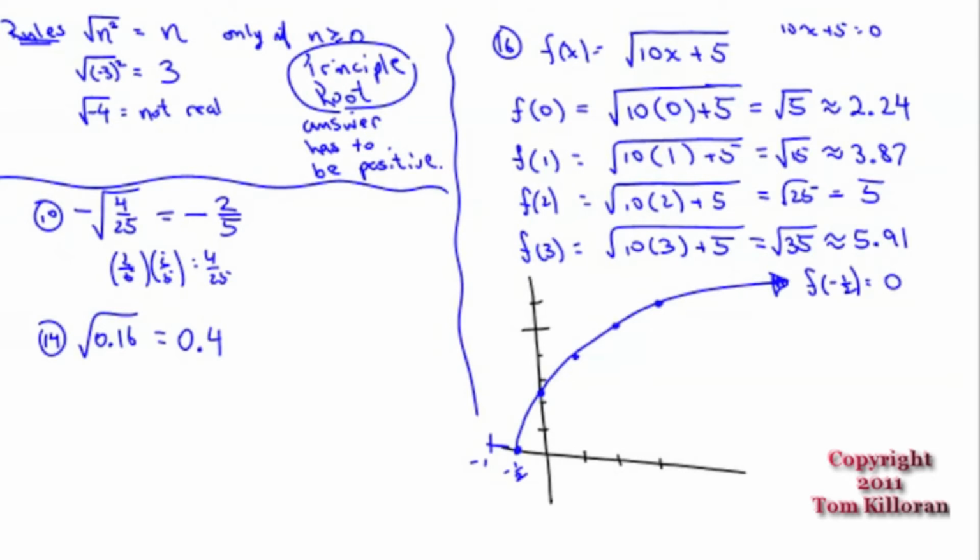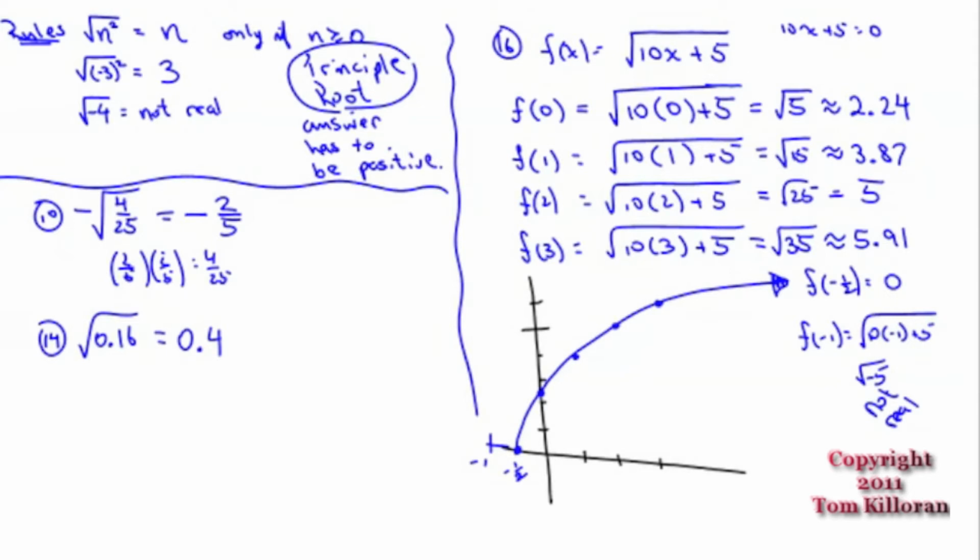Can I plug in negative 1? We can try. Let's do it. F of negative 1 would equal the square root of 10 times negative 1 plus 5. What's 10 times negative 1? Negative 10. Negative 10 plus 5. Negative 5. Can I take the square root of negative 5? No. No, not real. So there are no points to the left of negative 1/2.